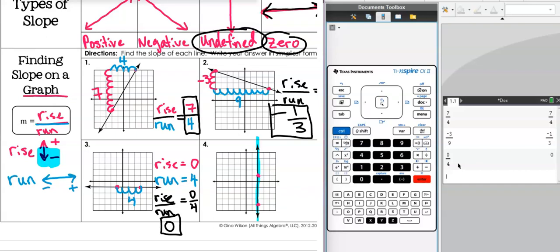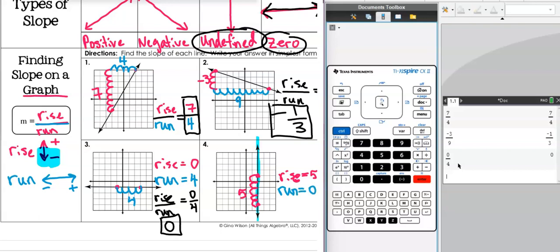And let's just say that we want to start at the bottom and we want to go to the top. Well, I do have a rise. It is 1, 2, 3, 4, 5. So my rise is 5. But I'm already at that point. I don't need to go left or right. So my run in this case is just 0.